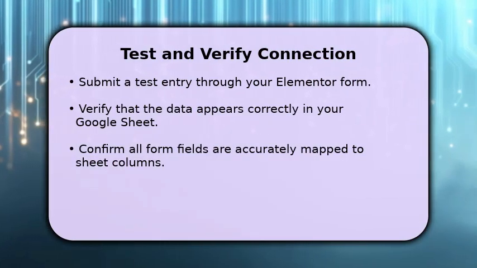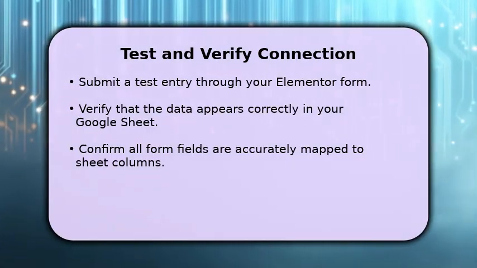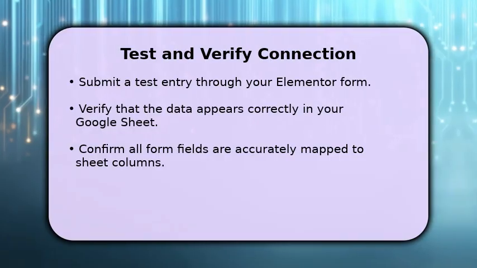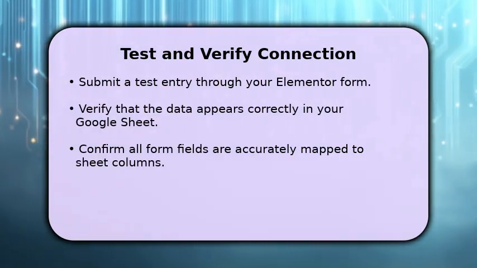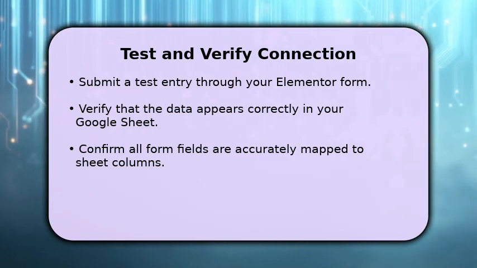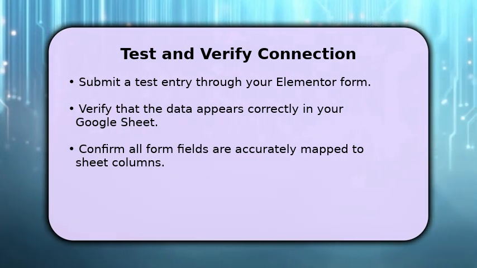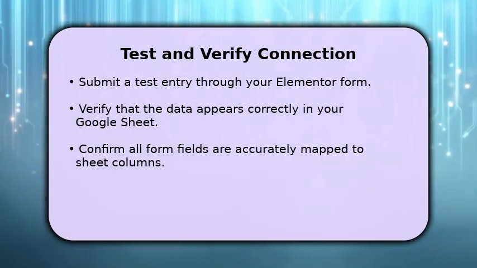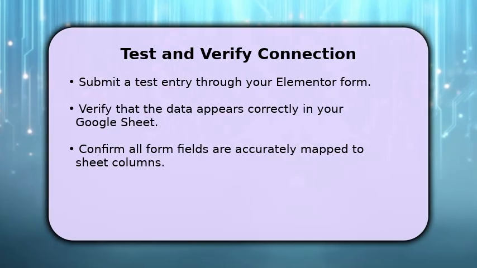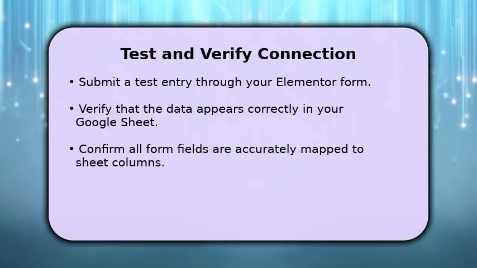Finally, it's time to test your connection. Go to your live Elementor form and submit a test entry with some sample data. Then, head over to your Google Sheet and confirm that the submitted information has appeared correctly in the designated columns. Double-check that every form field is accurately mapped. This robust, real-time system will now automatically capture all your form submissions, providing you with a streamlined and efficient data collection process for your website.